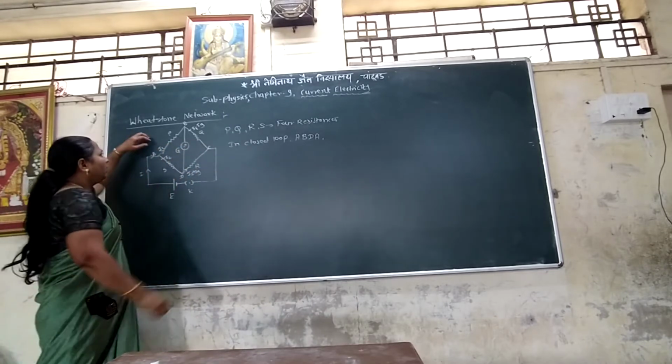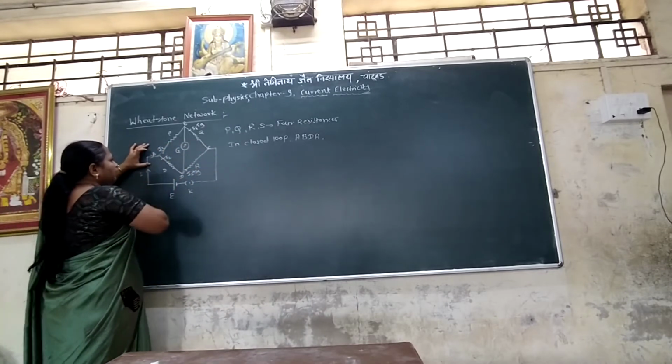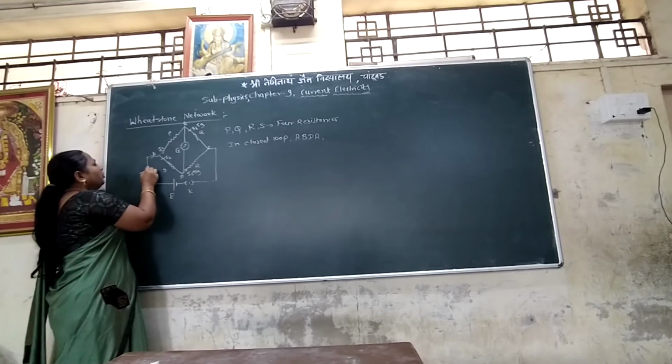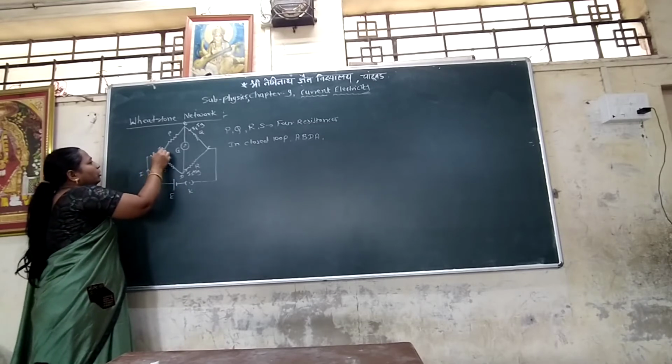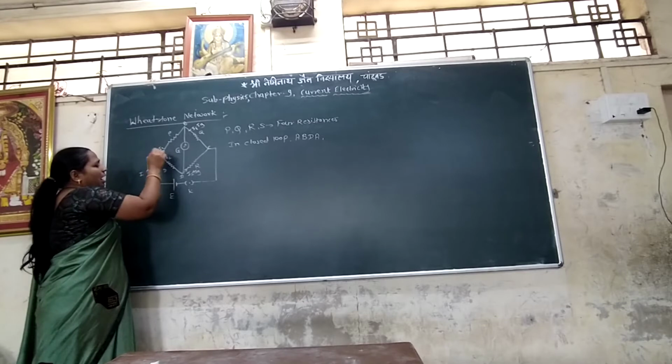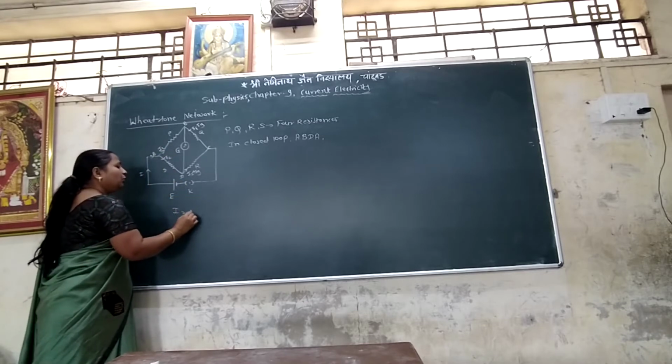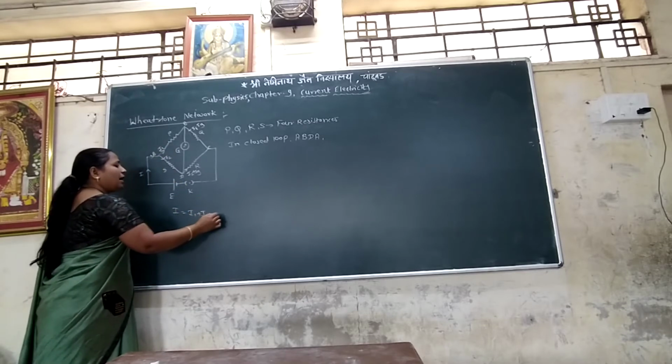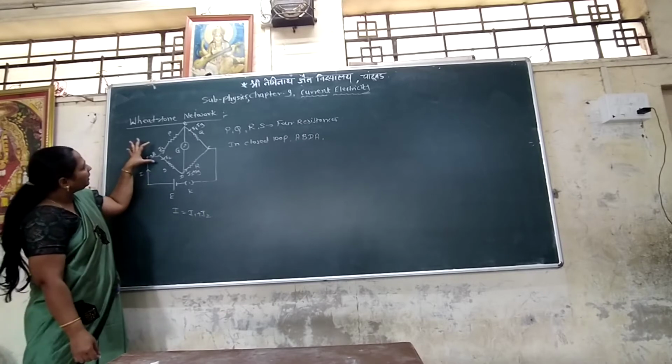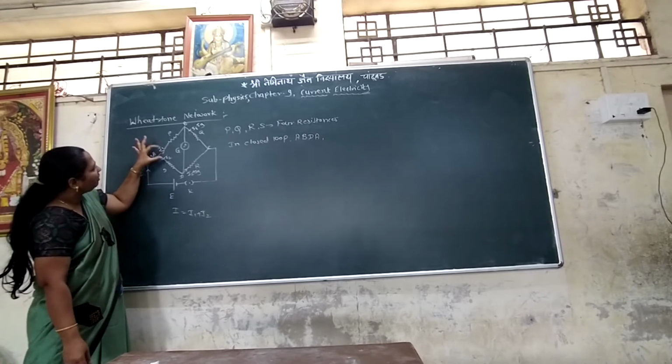In that loop, first the current I is divided into two arms, I1 and I2. I is equal to I1 plus I2. The current is split in two arms, I1 and I2.